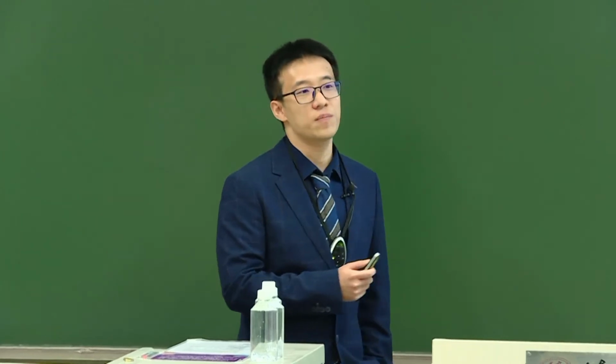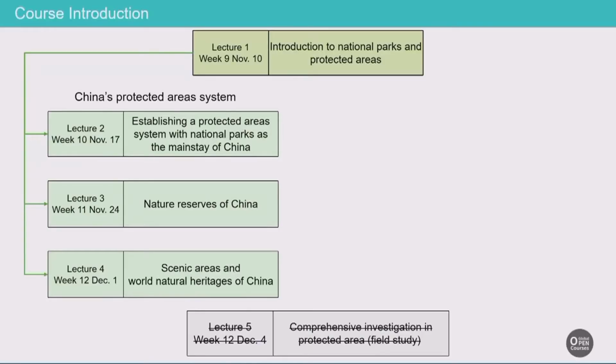And then we have lecture 2 to lecture 4. It's about national parks, nature reserves, and scenic areas in China. Why do we choose these 3 types of protected areas? Because these 3 types are the most important types of protected areas in China.